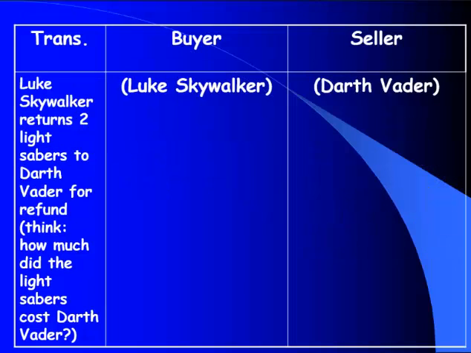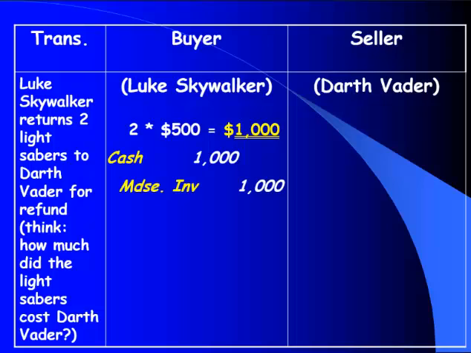Luke sends back 2 lightsabers. All right, let's be Luke, the one returning the lightsabers. Have we paid for these yet? Yes. So will they give me a cash refund? How much will they give me back? $1,000. 2 of them, $500 is $1,000. So we're going to return 2 lightsabers that I bought to resell. They're going to give me back $1,000. What do I have more of? Cash, and asset goes up with a debit. What do I have less of? I have less inventory, and asset goes down with the credit.